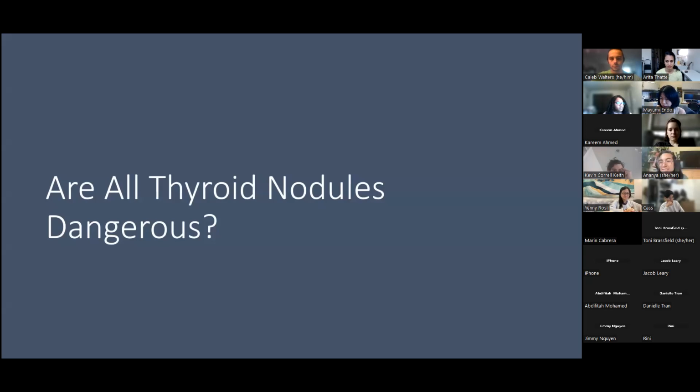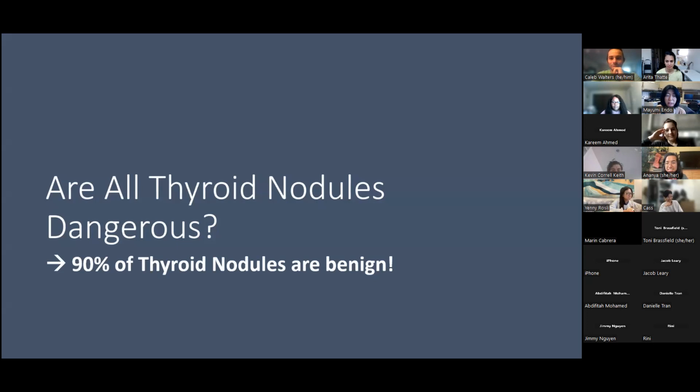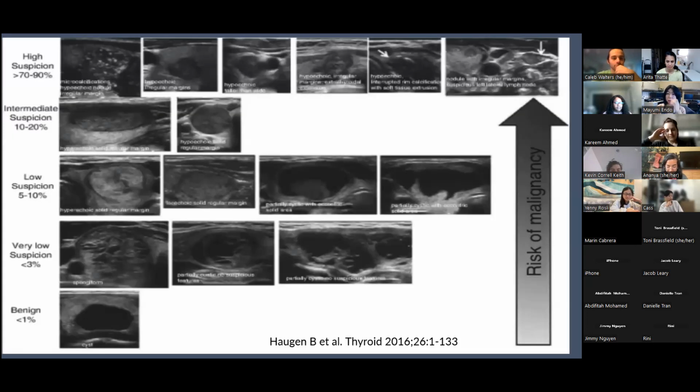All right. Are all thyroid nodules dangerous? What do you think? Sorry, I'm going to keep pointing at everyone. Caleb, do you know how often a thyroid nodule ends up being a thyroid cancer? I do not know the actual statistics, I didn't know that either when I was a resident. So actually 90% of thyroid nodules are benign. So it's pretty benign.